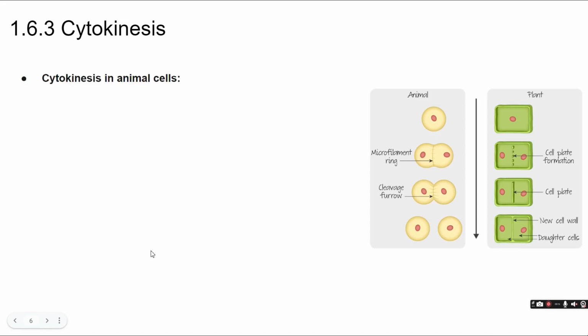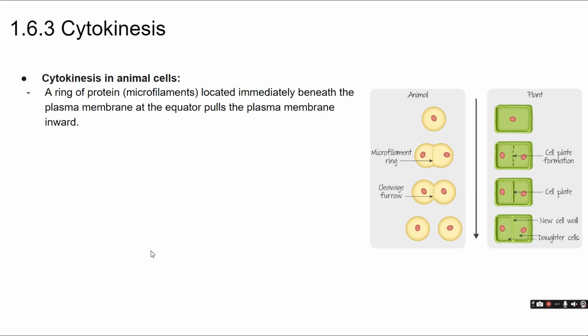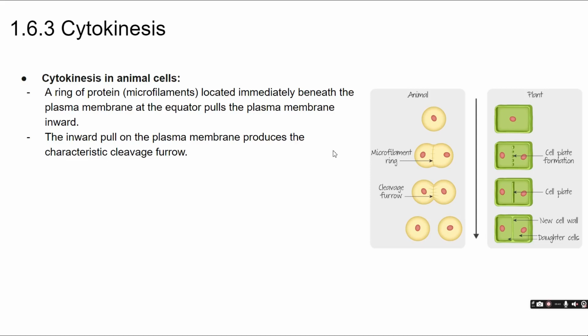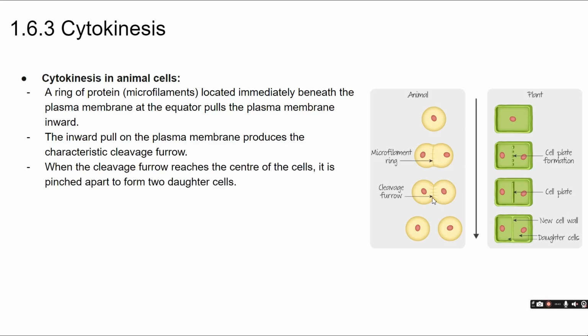So cytokinesis in an animal cell is when a ring of proteins, so-called microfilaments, located immediately beneath the plasma membrane at the equator, pull the plasma membrane inward. So we see here this cell pulls this plasma membrane inwards, and the inward pull produces the cleavage furrow. We see that right here. So this is the cleavage furrow. And then when the cleavage furrow reaches the center of the cell, it's pinched apart. So it just pinches on itself to form two daughter cells.